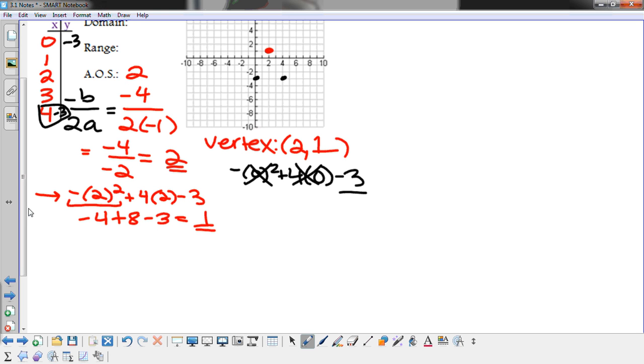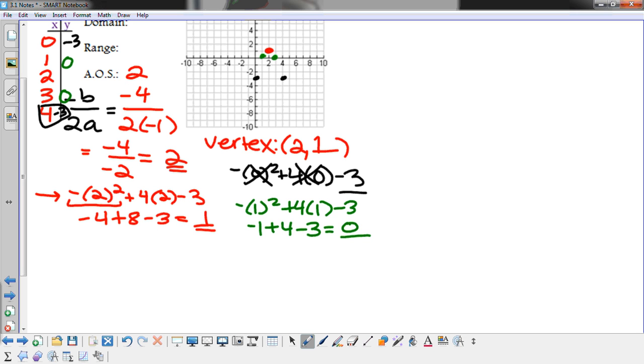All right, plug in 1. -1 squared plus 4 times 1 minus 3. -1 plus 4 minus 3. What would that be? That'd be 0. All right, so we have 1, 0 reflected across the axis of symmetry, so you'll get 3, 0.